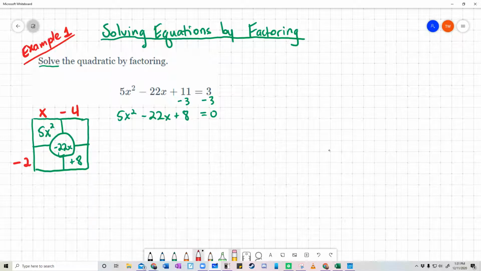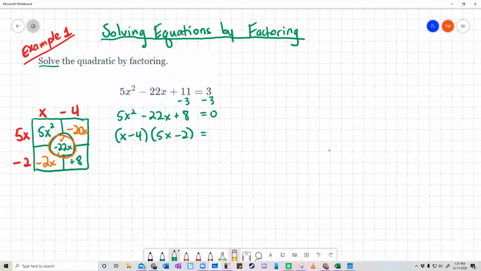And now I just fill in what's going to multiply with this x. That's going to give me 5x squared, and that's going to be 5x. And just to prove that this works, if I fill in the rest of the box, I'm going to have 5x times negative 4 is negative 20x, and negative 2 times x is negative 2x. And notice that those sum to negative 22x. So I have now put it in factored form. I'm just going to transfer that into my required work. x minus 4 times 5x minus 2 equals 0.